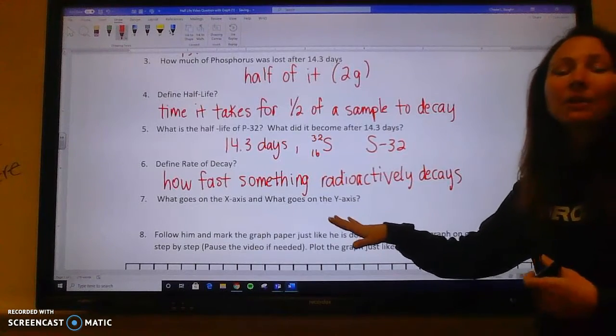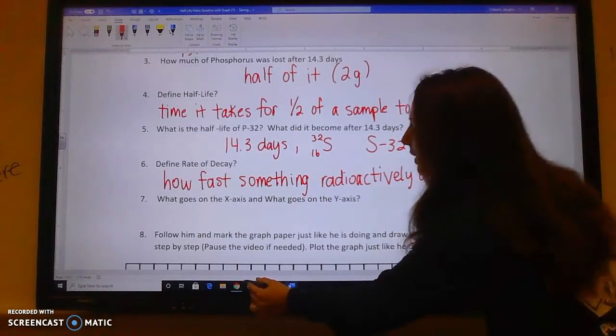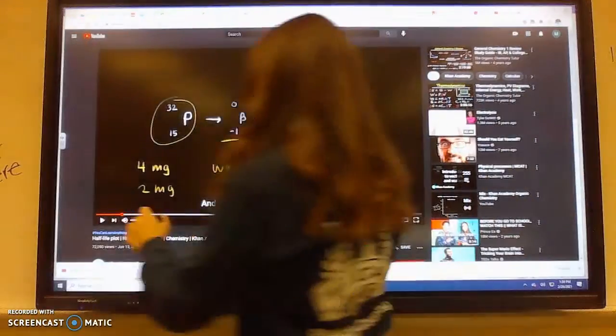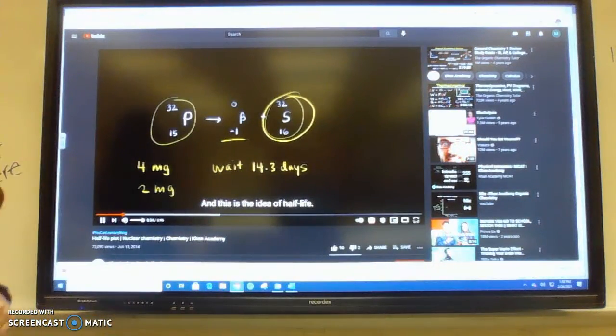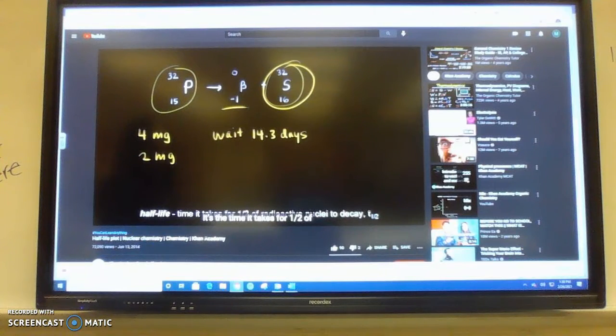All right, well now he's going to talk about something that has to do with a graph, so let's watch the video for just a minute. The idea of half-life. And he's going to define half-life. Let's look at the definition for half-life here. It's the time it takes for 1/2 of your radioactive nuclei to decay.